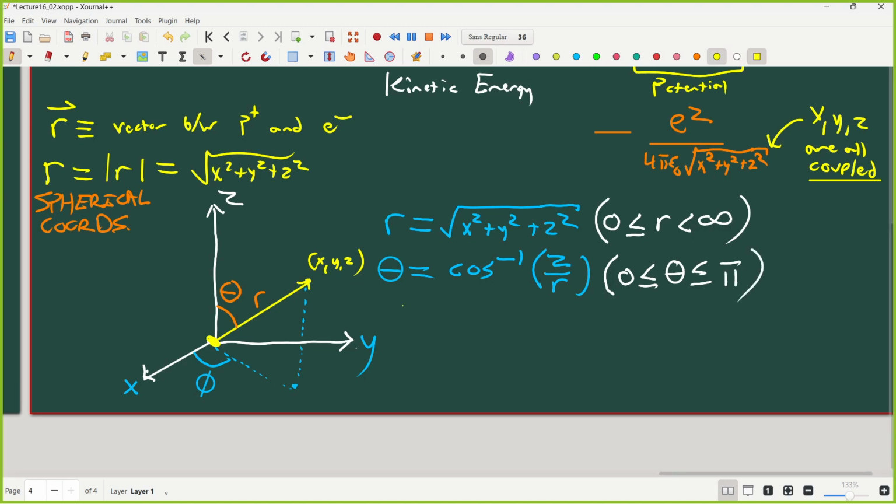Okay, and phi. Not hard to calculate. It's the inverse tangent of y over x, right? It tells you the angle in the xy plane. And basically it could be anywhere in the xy plane, so it has 2 pi phase, right? There's 2 pi radians to choose from, so it can be anywhere between 0 and 2 pi.